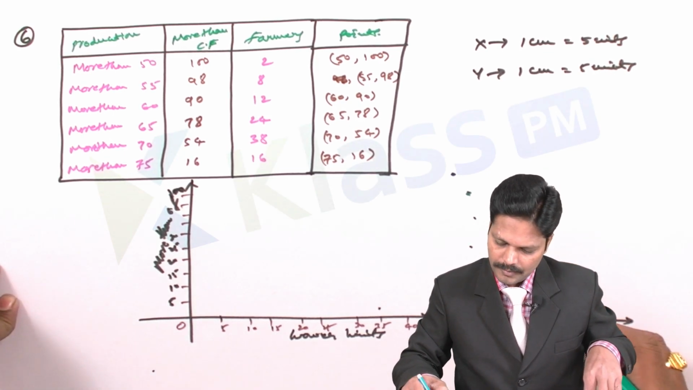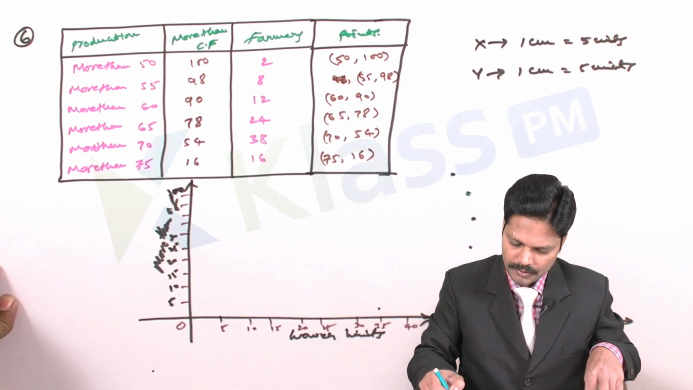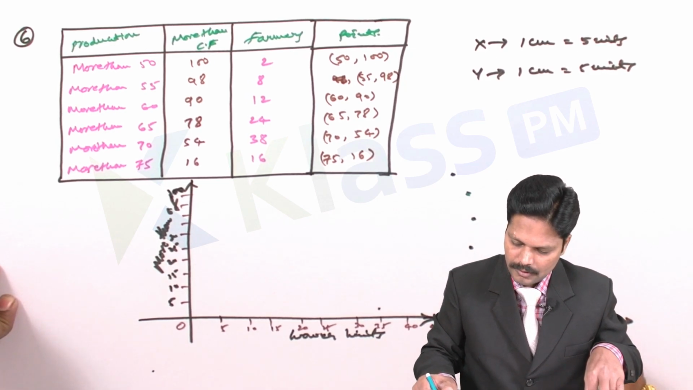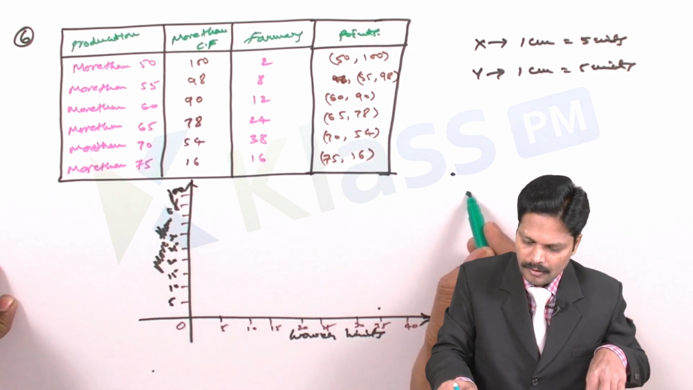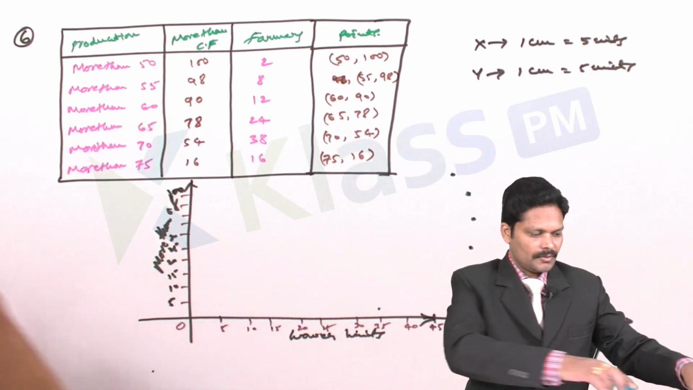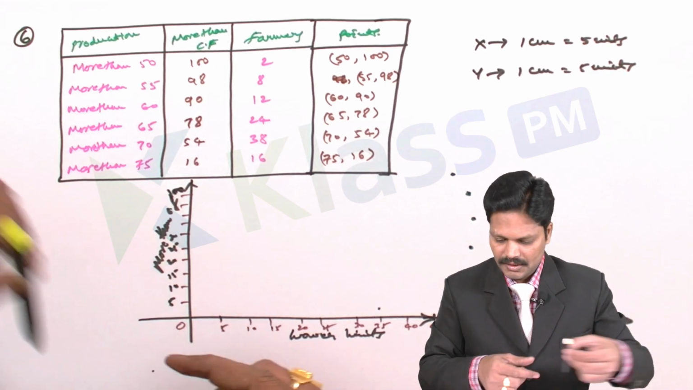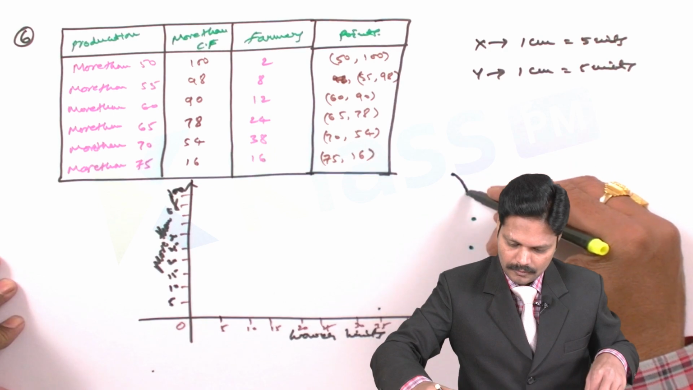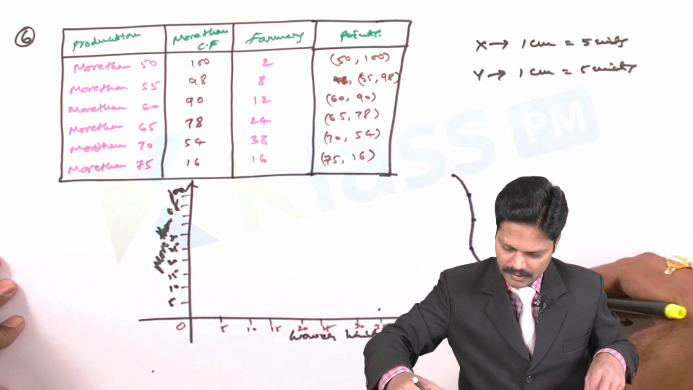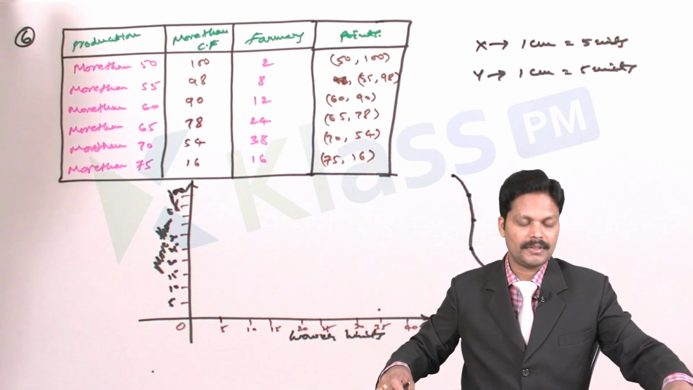For the purpose of arrangement I am showing this. Upwards to downwards we have the more than cumulative frequency. If you use the graph sheet, you will get a particular OGIVE. This is the way you will get the OGIVE for this diagram.